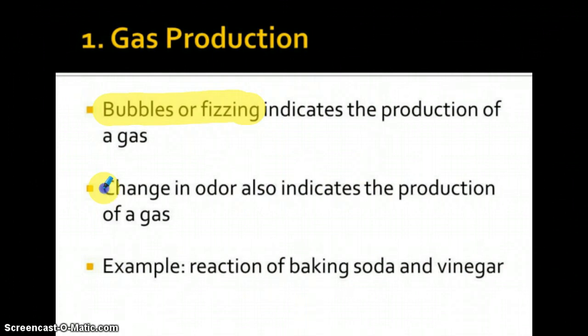Sometimes when the bubbles or gas are produced, you also get a change in odor. So you'll get a strong smell, sometimes just a faint smell. But if you smell a change in odor, this is often an example of a chemical reaction. So we're going to watch our first example.